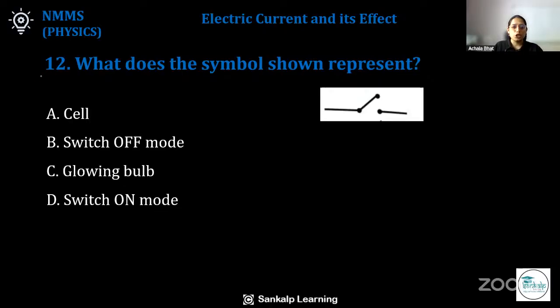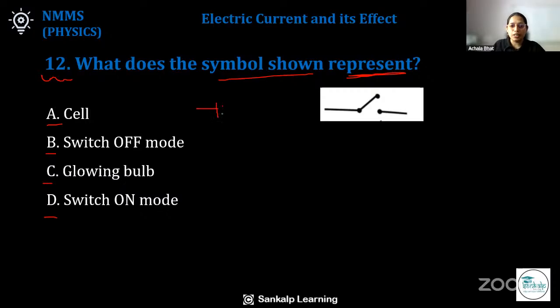Let us see question number 12 of NMMS Physics chapter Electric Current and its Effect. What does the symbol shown represent? Okay, this is the symbol. What does this represent? A, cell. B, switch off mode. C, glowing bulb. D, switch on mode. Which one is correct? Cell.